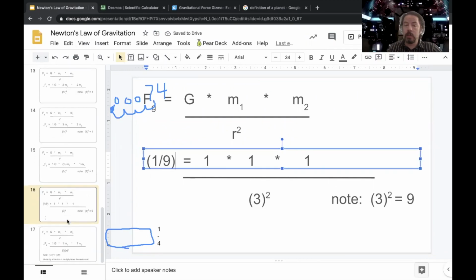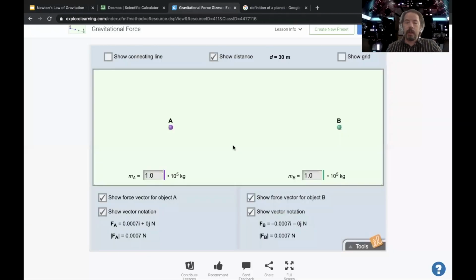Now let's switch it up. Let's try something a little different. What if I bring them closer together? Let's start at 10. So the force is back to our starting point. And let's cut it in half. So we're going to go to 5 meters. Okay, at 5 meters, the force is this.